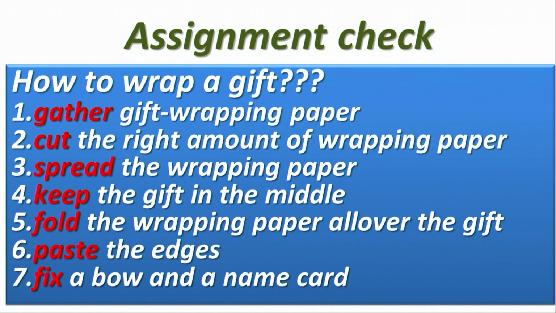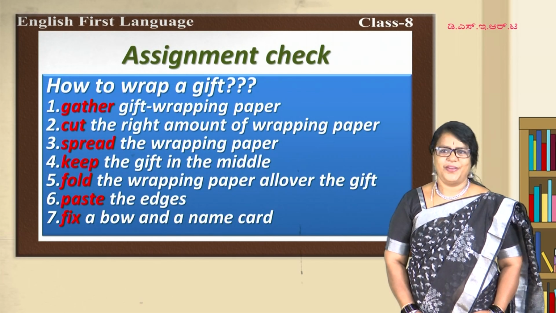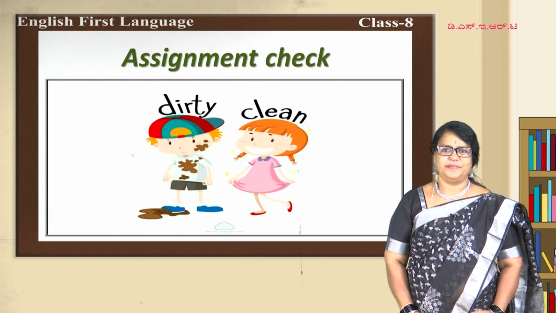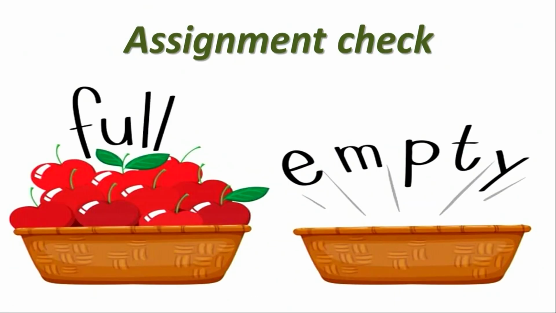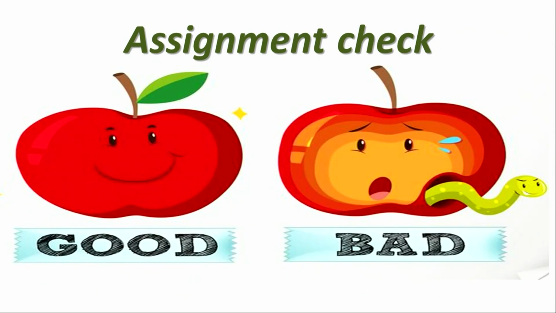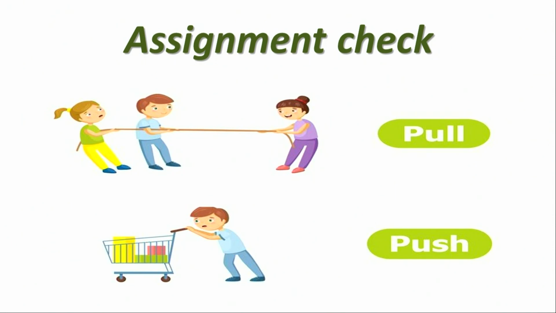Fine. We had also another assignment about how to wrap a gift. And here are the verbs and the phrases. Gather gift wrapping paper, cut the right amount of wrapping paper, spread the wrapping paper, keep the gift in the middle, fold the wrapping paper all over the gift, paste the edges, fix a bow and a name card. Hope you have made a note of it. Yes, we also had some antonyms: dirty, clean, full, empty, good, bad, pull, push. So these were the assignments. I hope, even though if you have forgotten, these things would make you remember again.